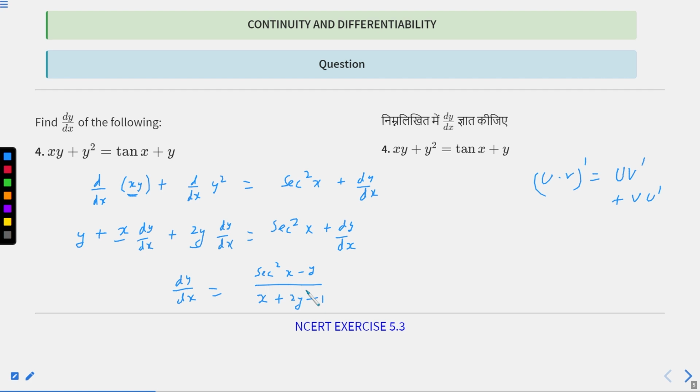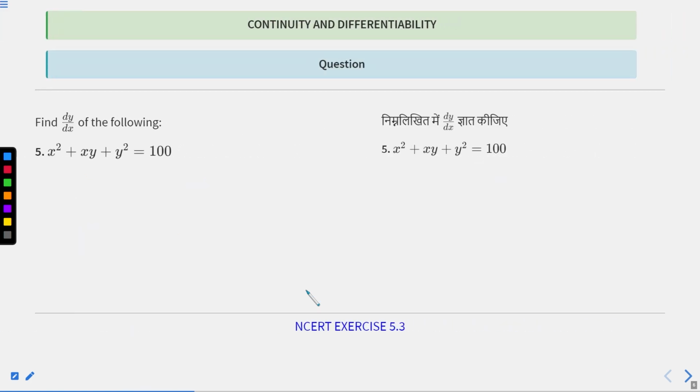The function was xy plus y square equals 10x plus y. I hope that it is clear to you. So let us move to the next problem. Problem number 5 says: find the derivative of x square plus xy plus y square equals 10. The derivative will be very easy.